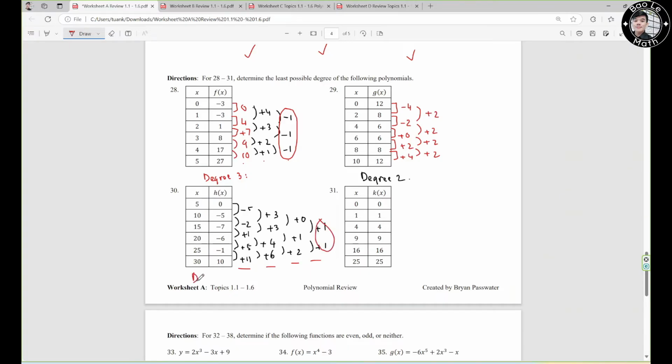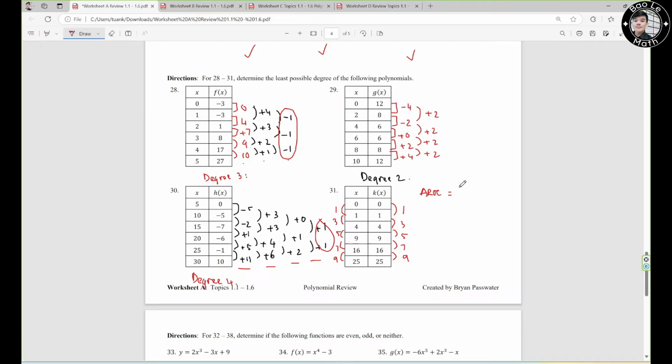So the function has degree 4. 1, it's going to be 3, it's going to be 5, it's going to be 7, and it's going to be 9, right? The change in output is going to be 1, 3, 5, 7, and 9. Now we're going to calculate the average rate of change.